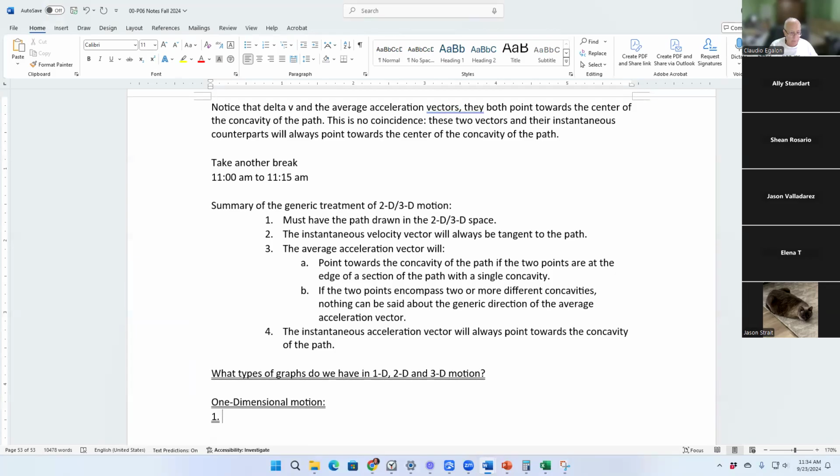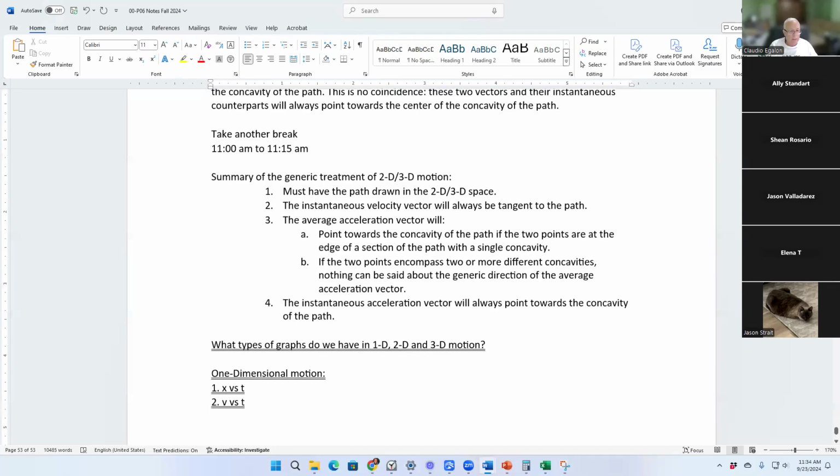Okay, so here you go. x versus t, v versus t, a versus t, right? And we have one more particle shown moving along the x-axis.